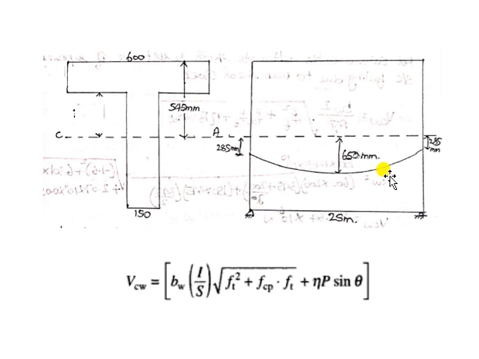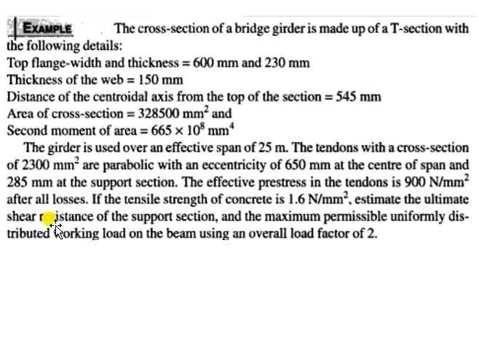The cable is a parabolic cable, and the eccentricity of the cable at midspan is 650 millimeter, and at the supports the eccentricity is 285 millimeter. So at the support it is 285 and at the midspan it is 650 millimeter. As I told you, we should consider the web shear crack condition because we are asked to calculate the ultimate shear resistance of the support section. So at the support section it is always web shear crack failure.